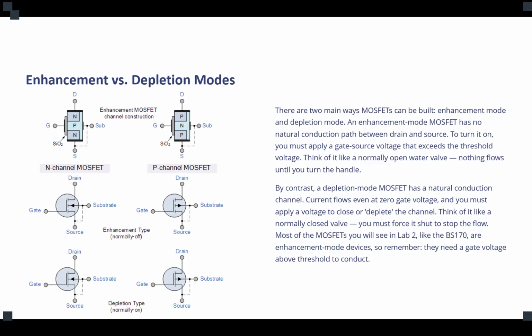Now, the middle one, we call it the channel. So in the NPN, the P is the channel. It's kind of obvious because this is where you can control and actually channel the current from drain to source.